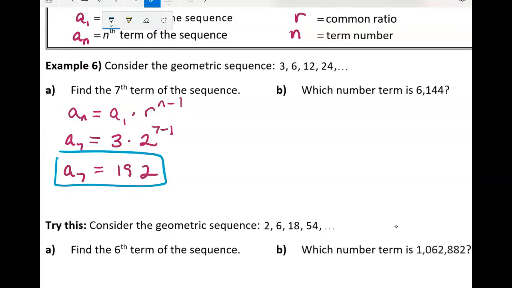All right, in 6, we are looking for the number of the term that equals 6,144, and we don't want to have to list out all those terms. In fact, I'm going to ask that you write down an equation for each.